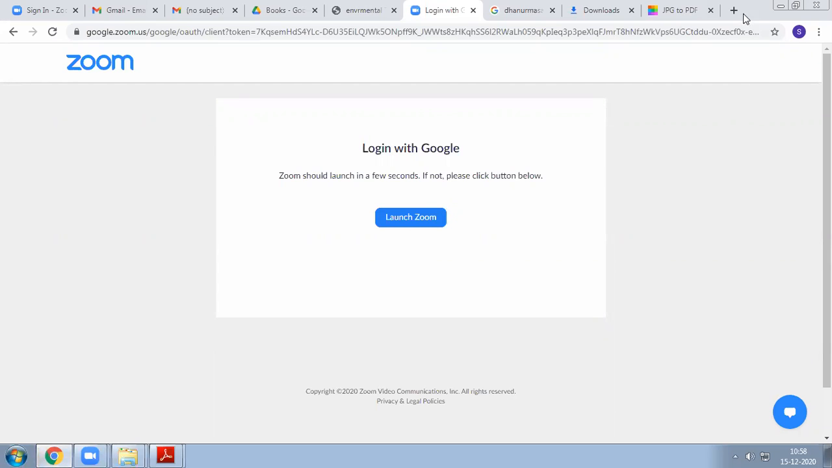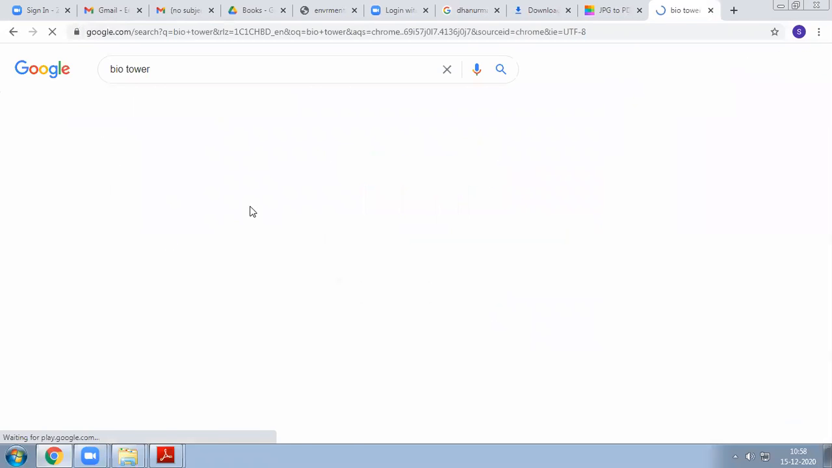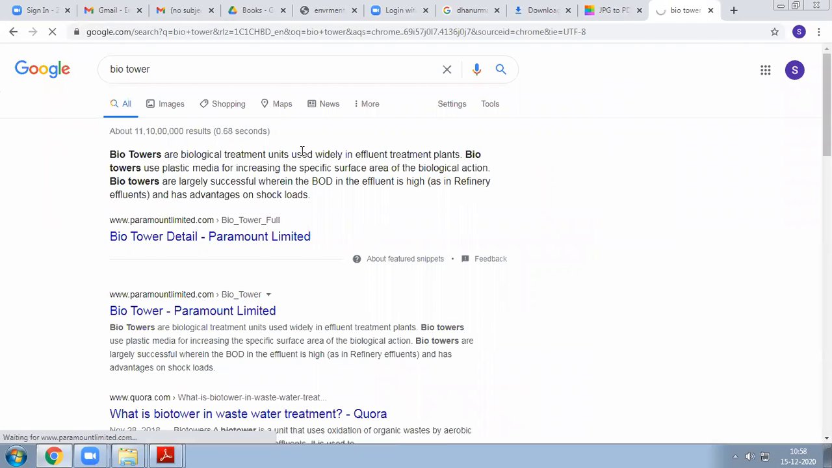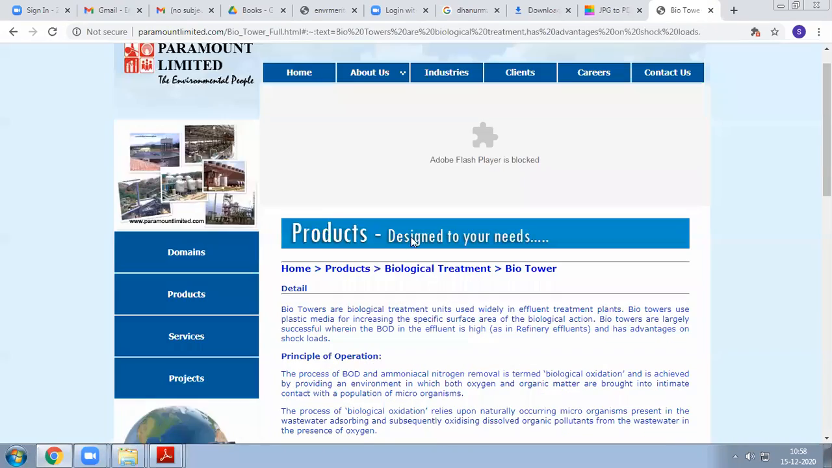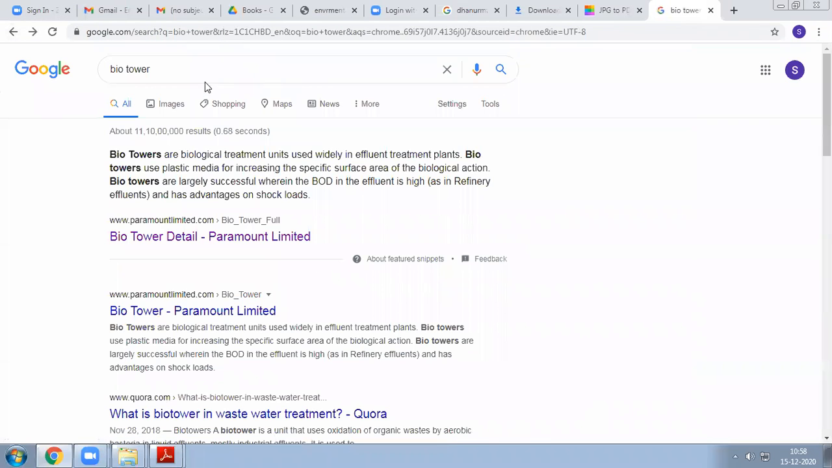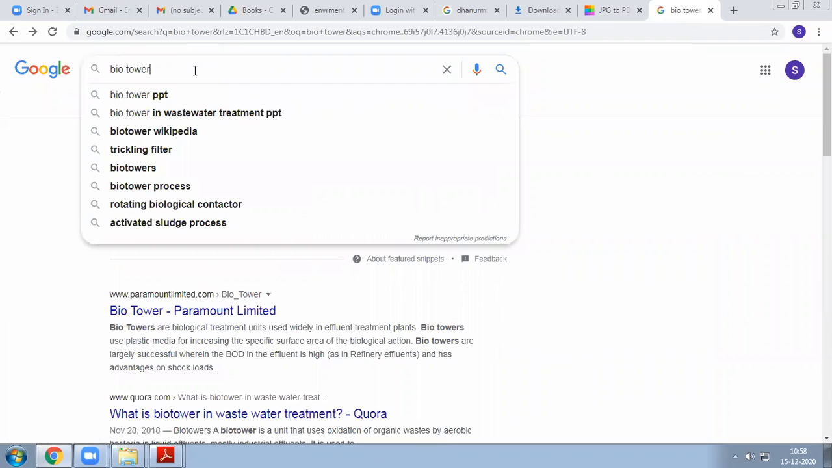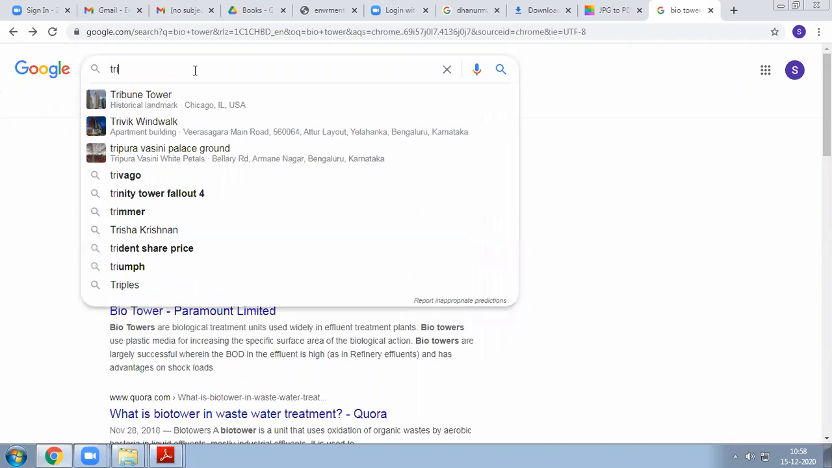Anything, I can use Google here. Biotowers. So first I will try to show you some images, what I have done until now, so that you will understand better. First I will show you how a trickling filter looks like.